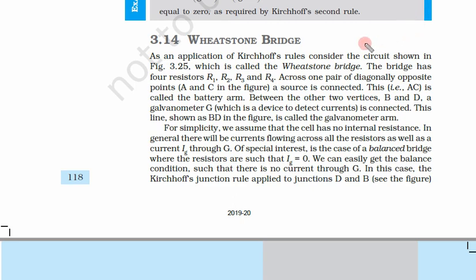Let us see one application of Kirchhoff's law, that is called Wheatstone bridge. This bridge has four resistances R1, R2, R3 and R4, and these are placed diagonally.